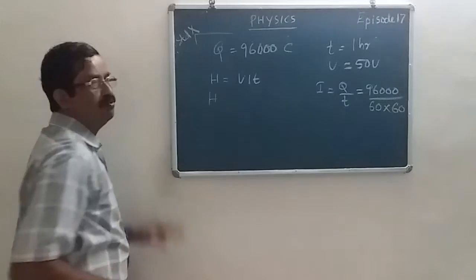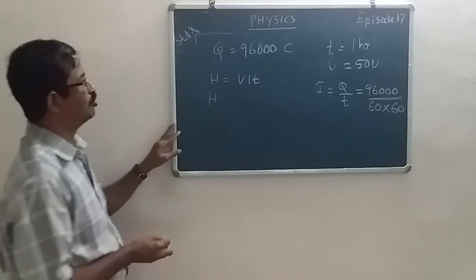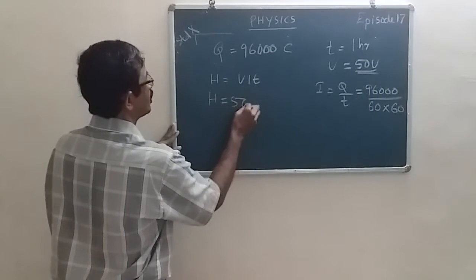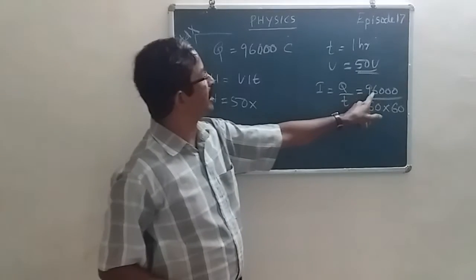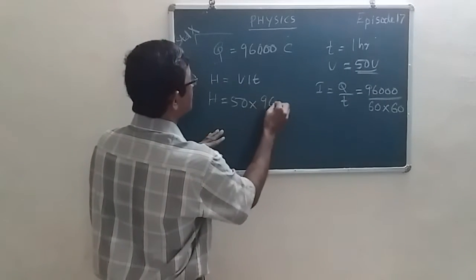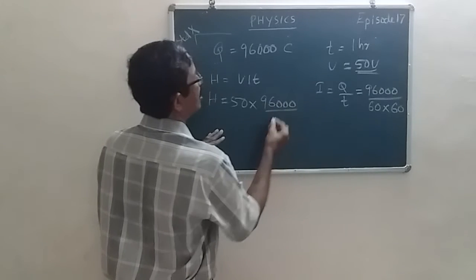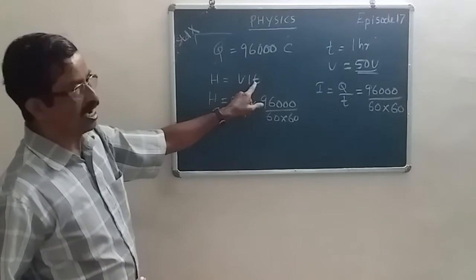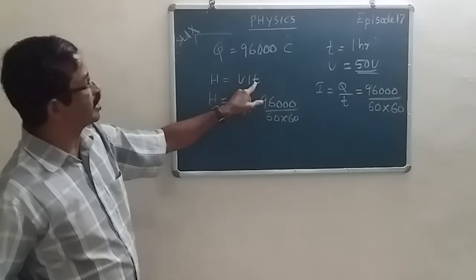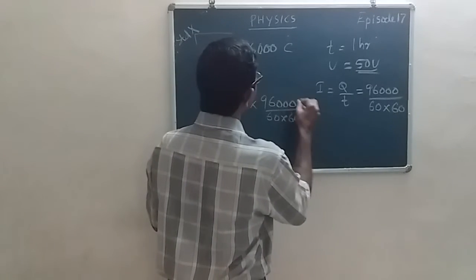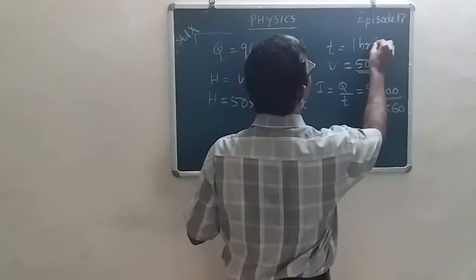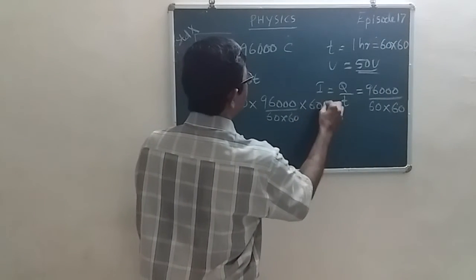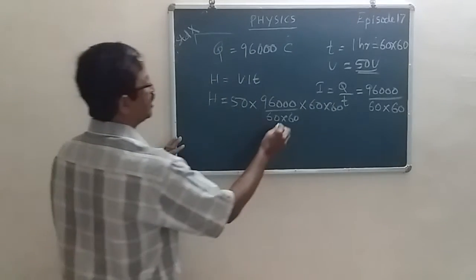When we substitute the given values in this relation, H equal to V, at first V is given as 50 volt, into I. This I is 96,000 divided by 60 into 60. And again time we want to take in second. This time is given as 1 hour. 1 hour is equal to 60 minutes, that is into 60 second. So 60 into 60. Now we can cancel these terms.